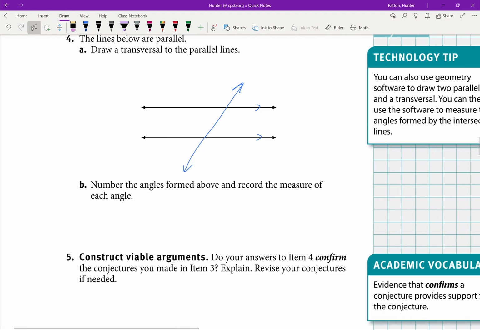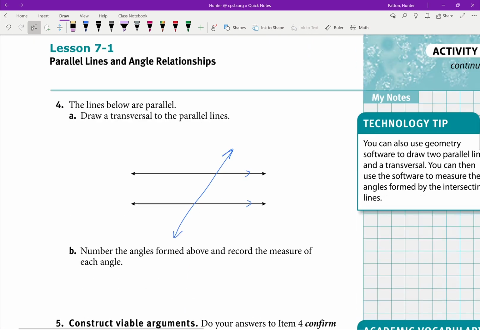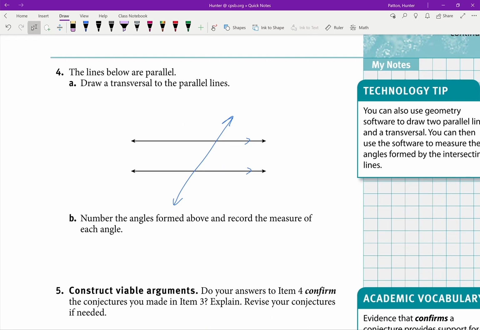What's the word I'm trying to say? Do they fit your three guesses right here? That's what I'm trying to say. So I'll still number these like 1, 2, 3, 4, 5, 6, 7, 8. Okay. What you should find is that they do confirm your guesses that you've made.